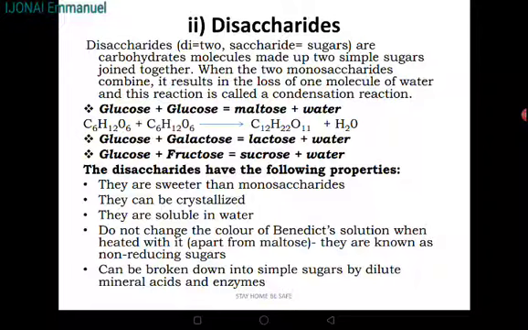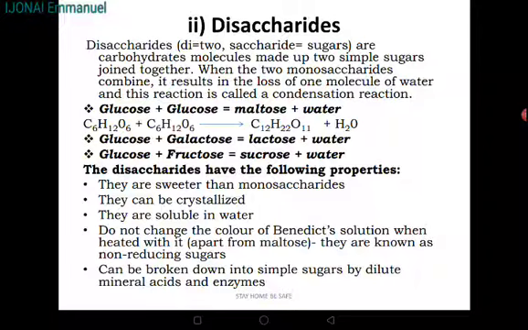So what have we learned from here? We have learned that disaccharides are two sugar molecules, and we have seen the examples that exist and how they are derived. And then we have also looked at the different properties of the disaccharides.